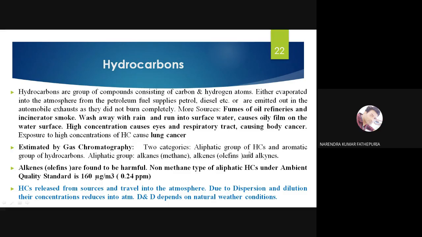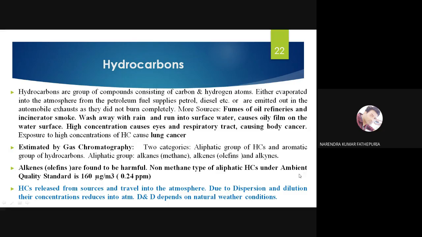There are two categories. One is the aliphatic group of hydrocarbons, and the second one is the aromatic group of hydrocarbons. If you have studied organic chemistry, then you can understand the aliphatic group and aromatic group of hydrocarbons. Okay. So aliphatic groups of hydrocarbons like alkanes, methane, alkenes, olefins, and alkynes. Olefins are more dangerous, alkynes, right? So alkenes, olefins are found to be harmful.